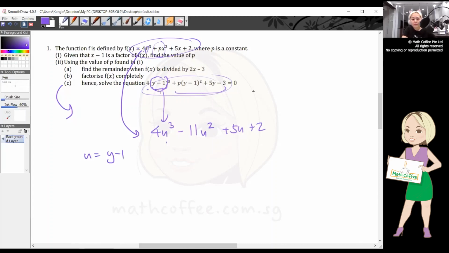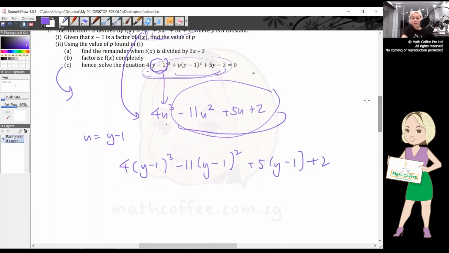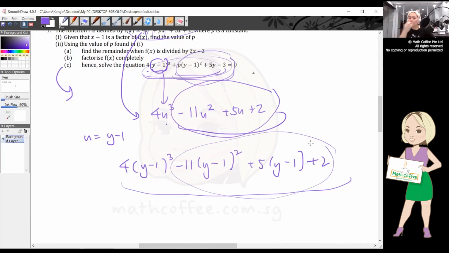So with that, over here, I will do 4(y minus 1) cubed plus, this one you follow here, minus 11(y minus 1) squared. You follow here first. Then plus 5(y minus 1). No square, sorry. Then plus 2. Then the thing is, I want to make this one look like here, and now this one is not the same as here yet. But after you massage a bit, it will look like it. Because this one is plus 5(y minus 1).